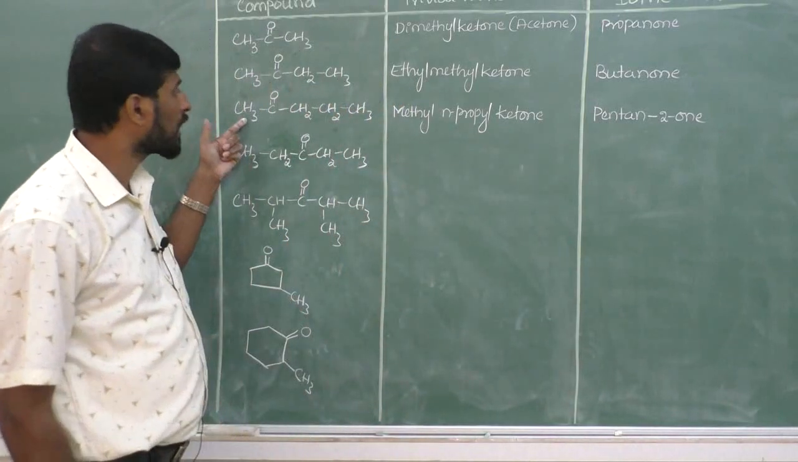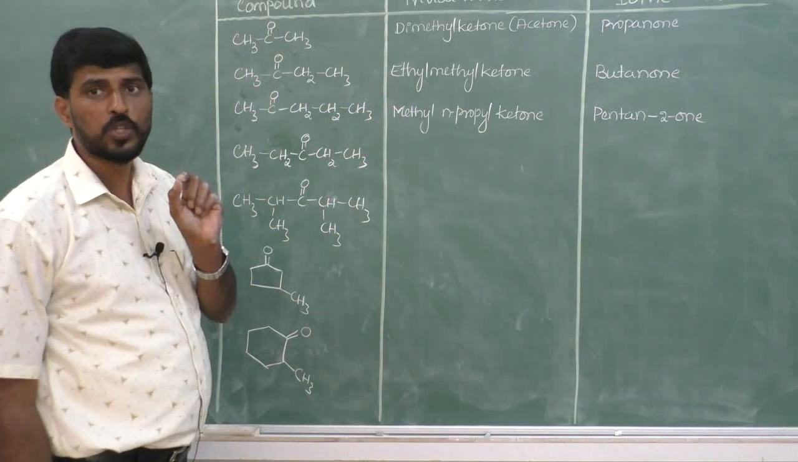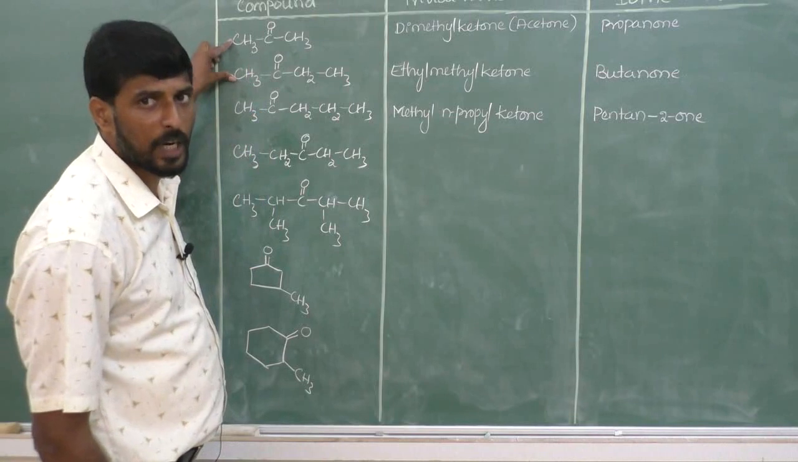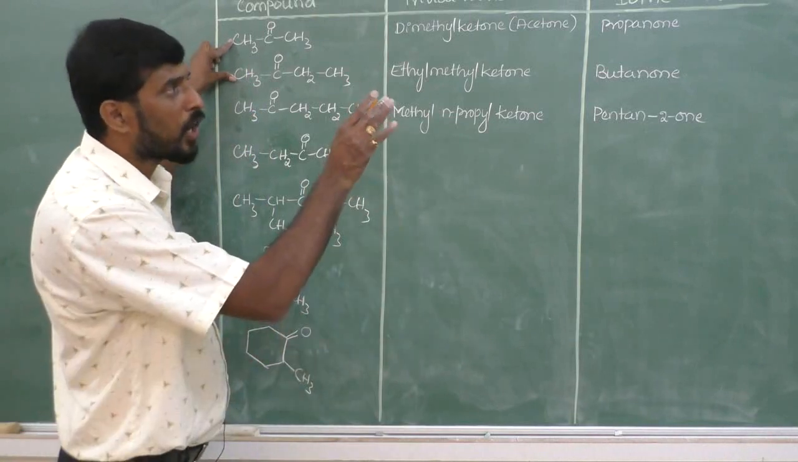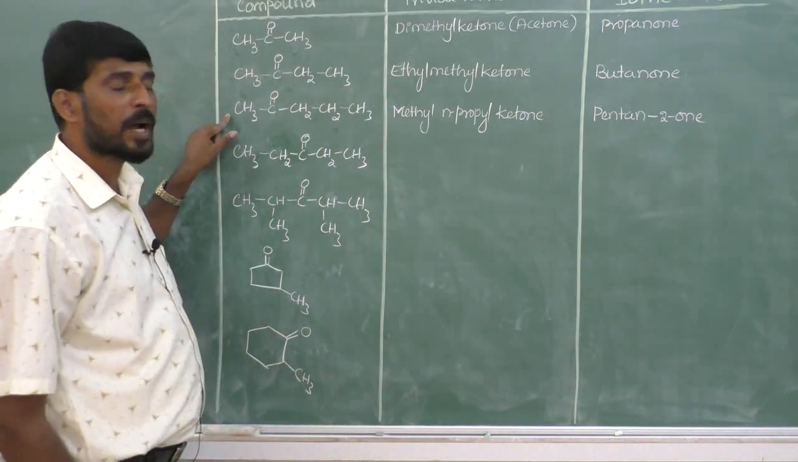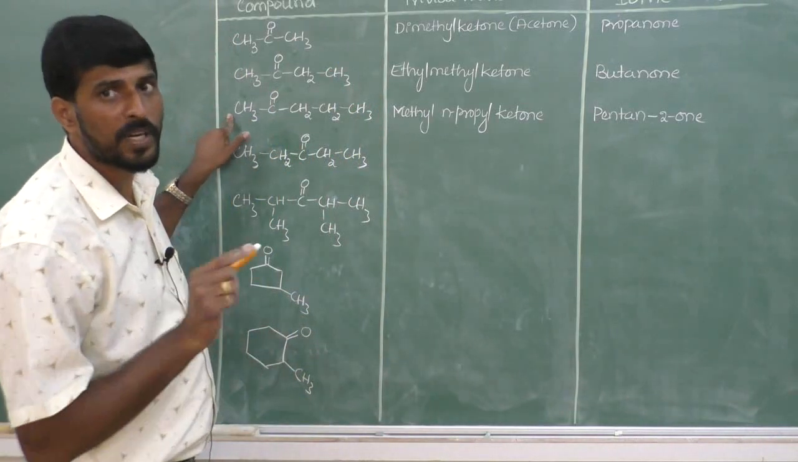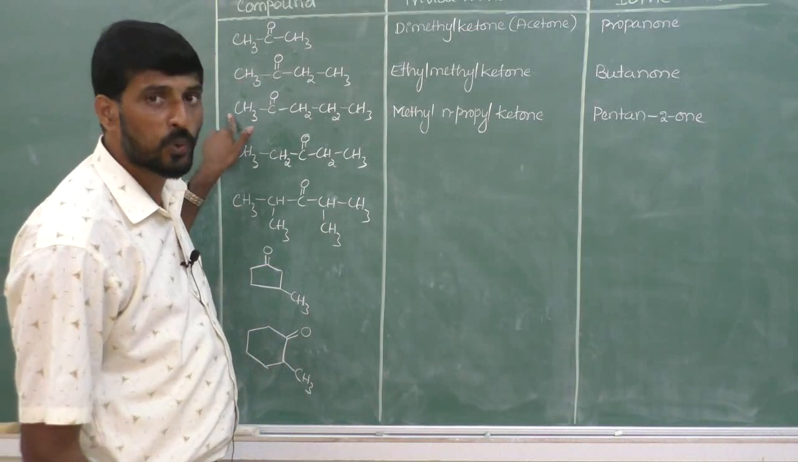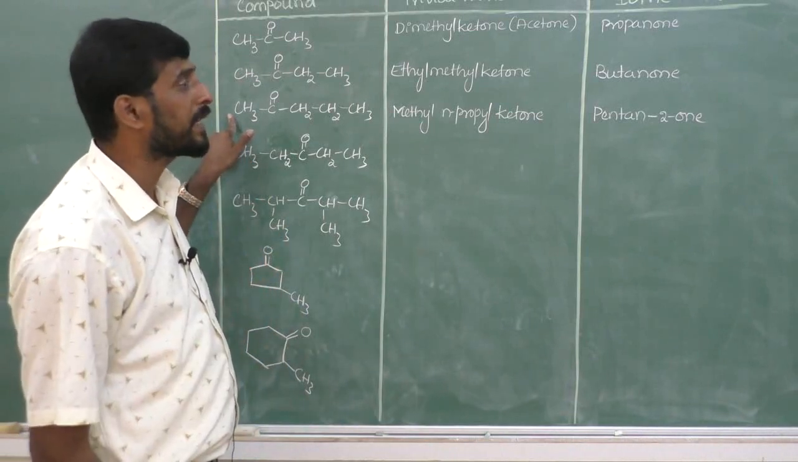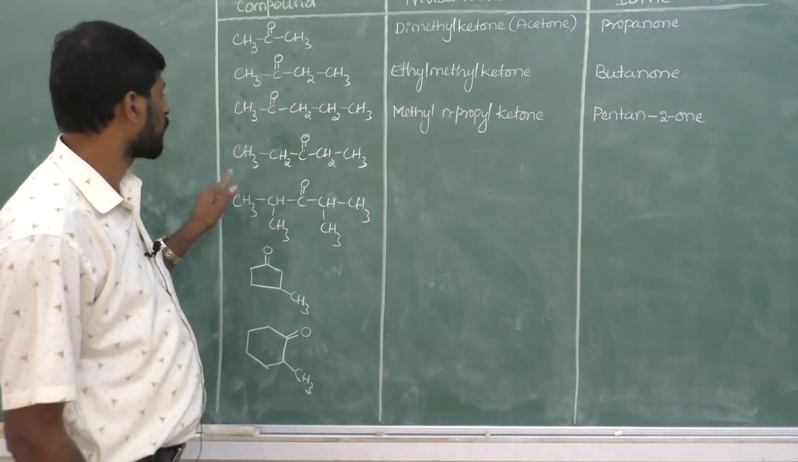Because from this compound onwards, isomers are possible. For these two compounds, isomers are not possible. That's why it is not necessary to indicate the position. But from this compound onwards, isomers are possible. Hence, we have to indicate the position of the functional group. That is pentan-2-one.